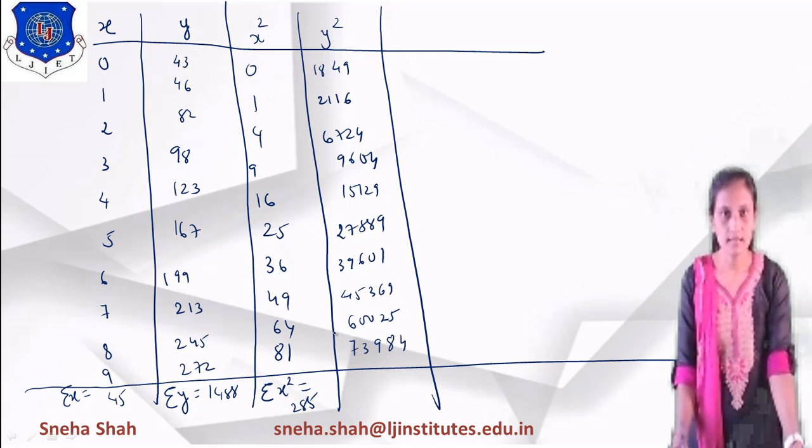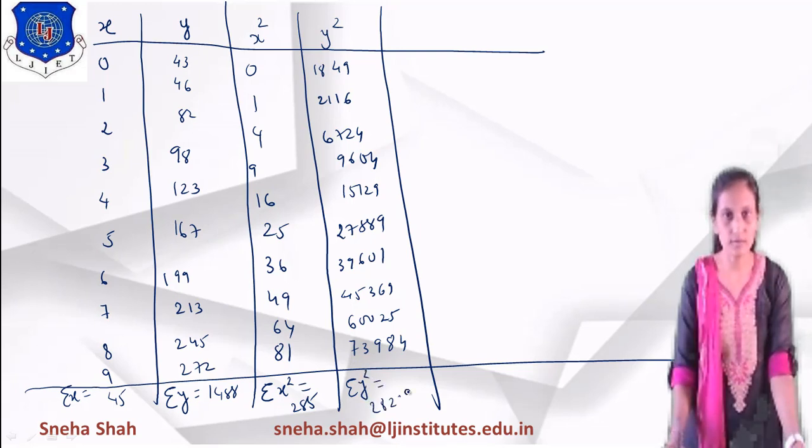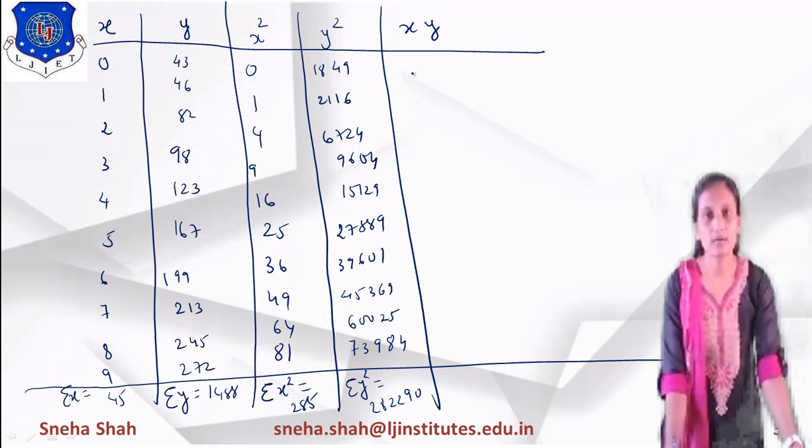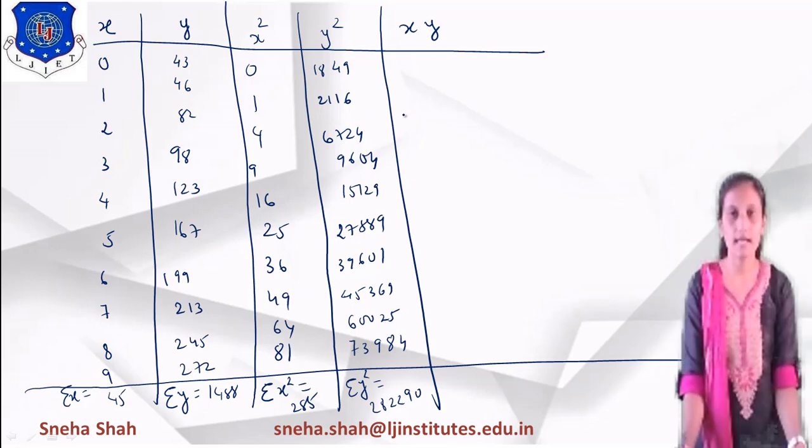Now if I am adding all this value, it will give us the answer of summation y square, and its value equals 282290. Now the next thing we have to find out is xy, because we will use all the values x square, y square and xy in the equation of regression coefficients dyx and dxy. So we will be finding these values, right?